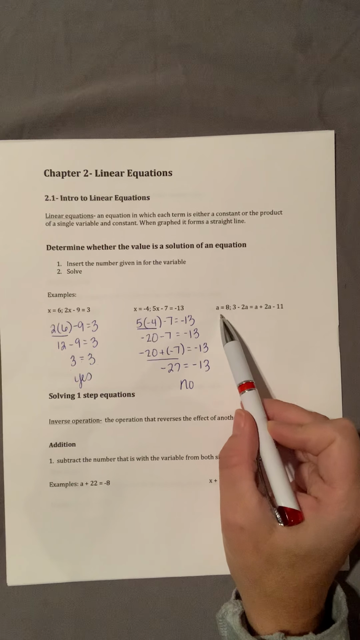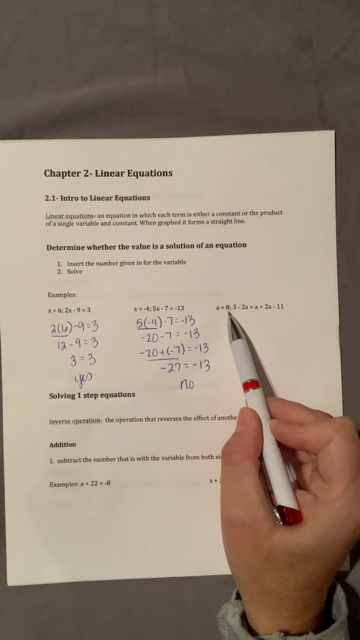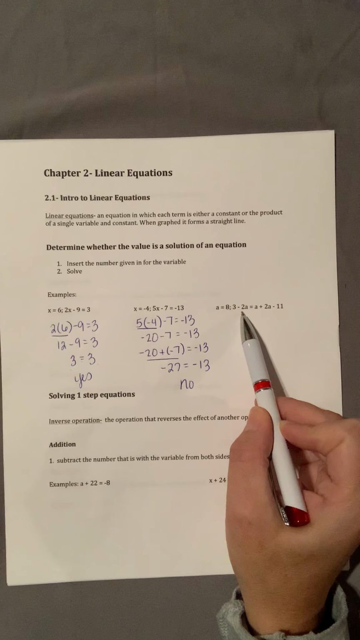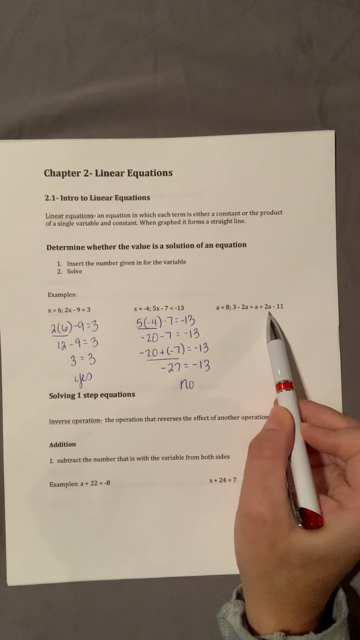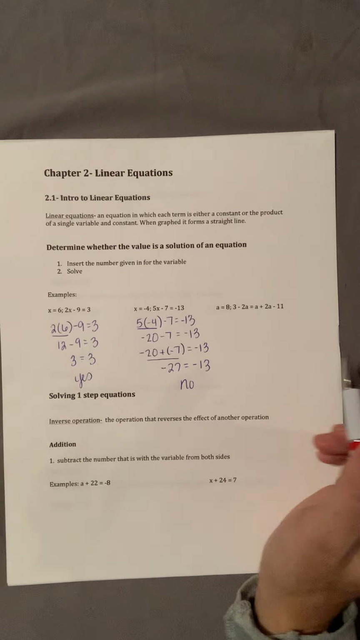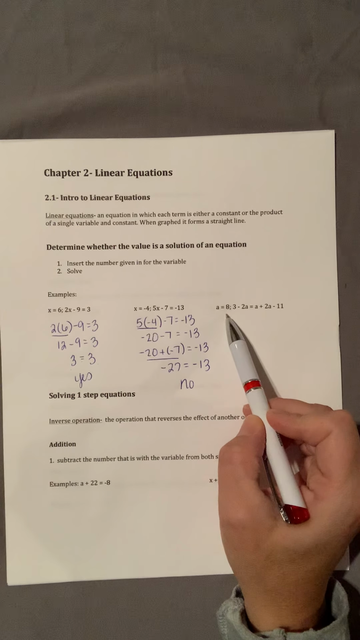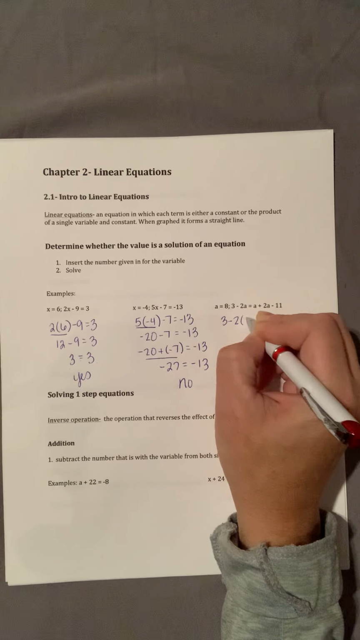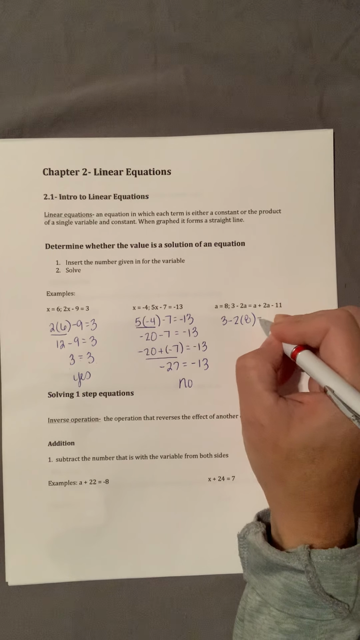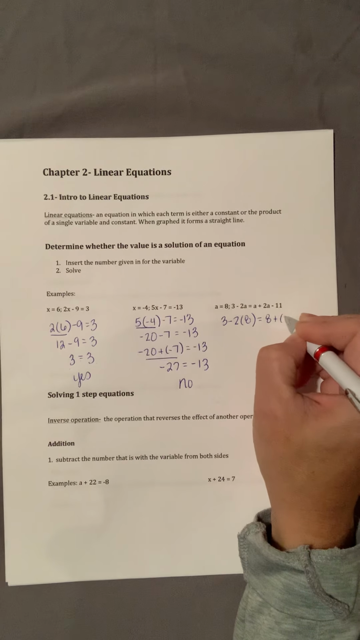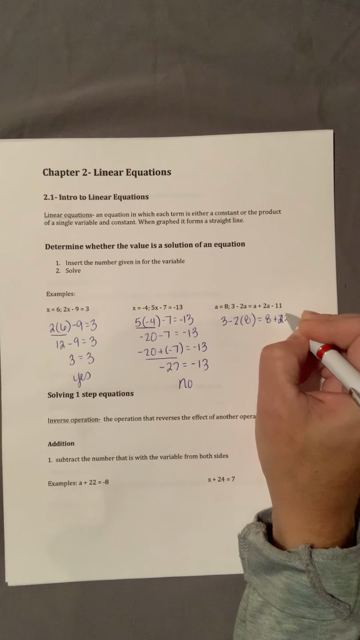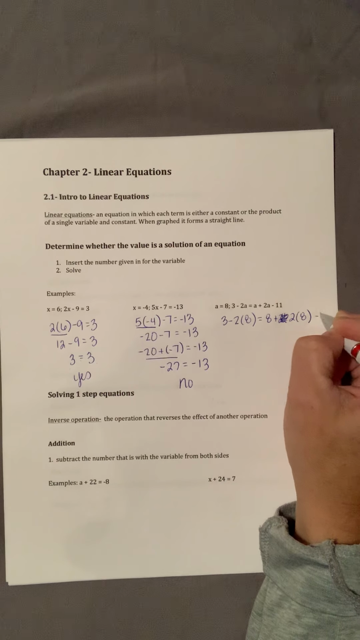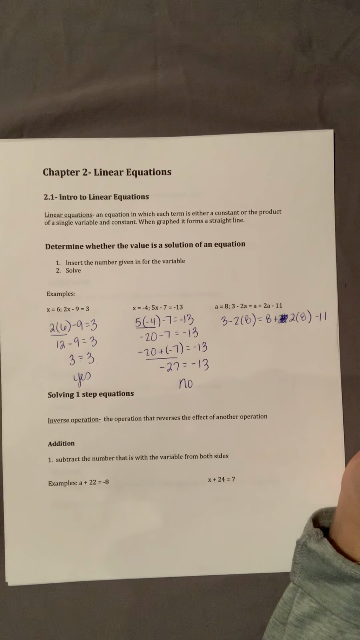And the last one, I have a equals 8. And then I have the equation 3 minus 2a equals a plus 2a minus 11. So a lot of a's. Every time you see an a, you're going to replace it with an 8. 3 minus 2 times 8 equals 8 plus 2 times 8 minus 11. Sorry for my little mess up right there.